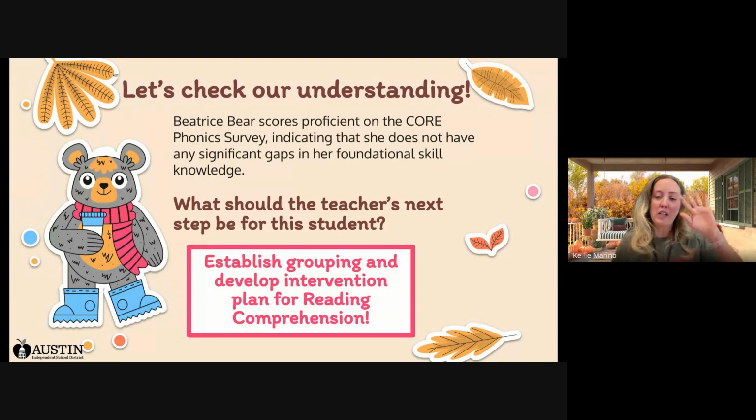So we cleared foundational skills off of the list of possible issues that Beatrice was having. And so we are going to move forward with reading comprehension. And just remember, she wasn't quite at her grade level minimums for fluency, because that might come into play when we talk about her later and think about progress monitoring.